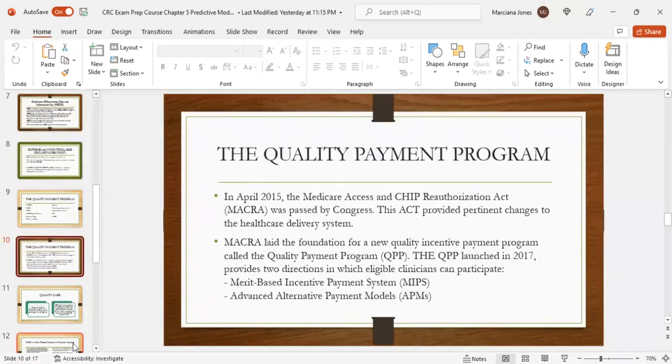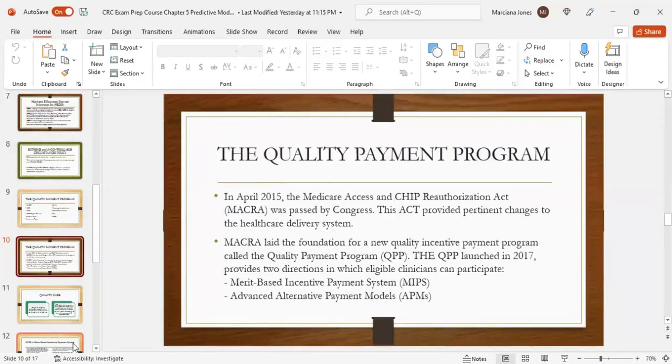In April of 2015, the Medicare Access and CHIP Reauthorization Act, which is MACRA, one of those definitions you just saw, was passed by Congress. Now, this act provided pertinent changes to the healthcare delivery system, how healthcare is delivered. MACRA laid the foundation for a new quality incentive payment program, another way to get paid, and it was called the Quality Payment Program, the QPP.